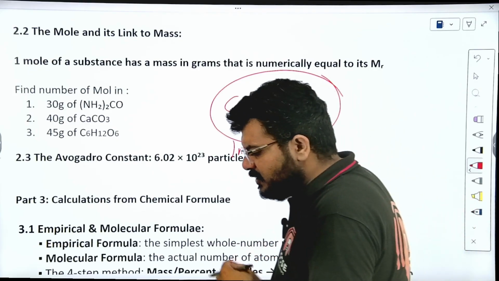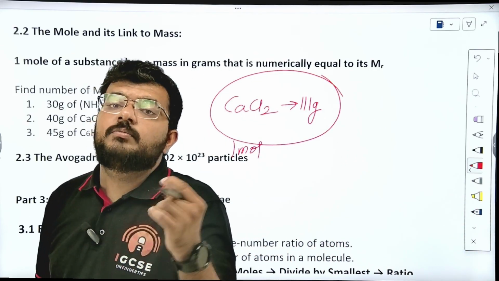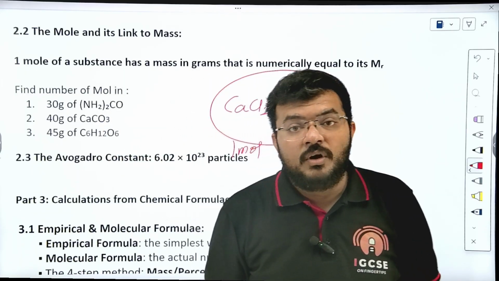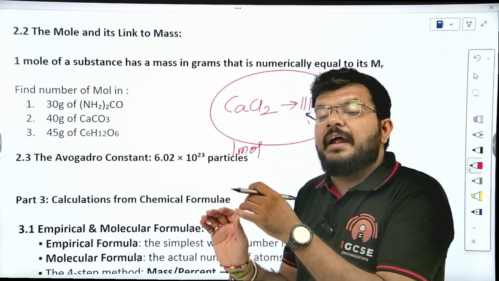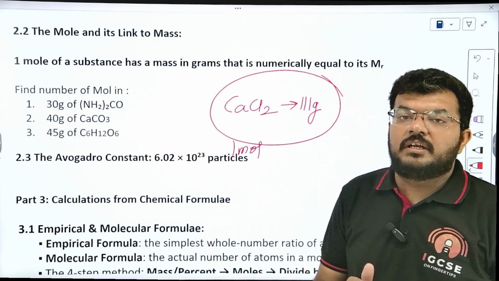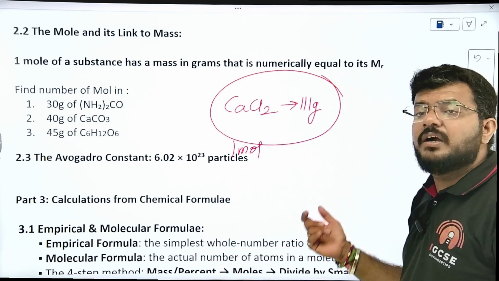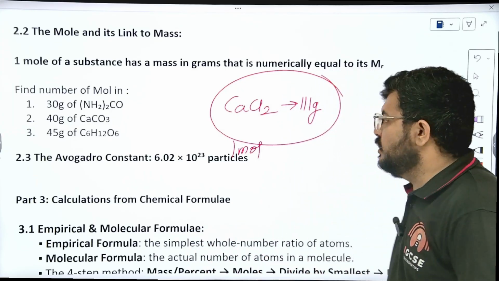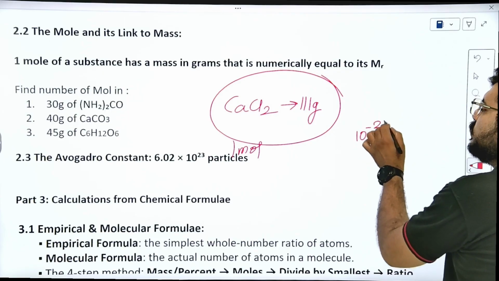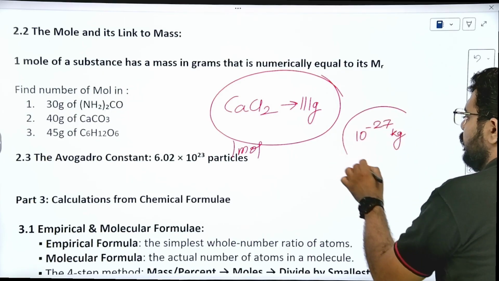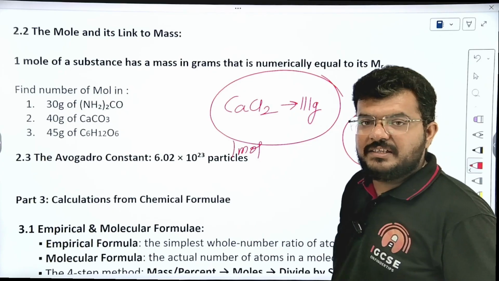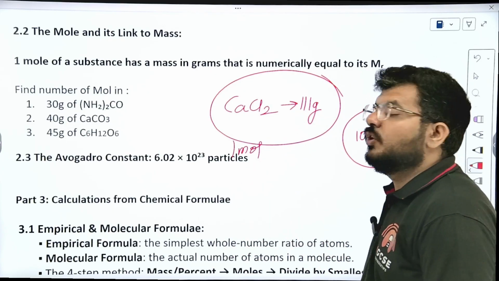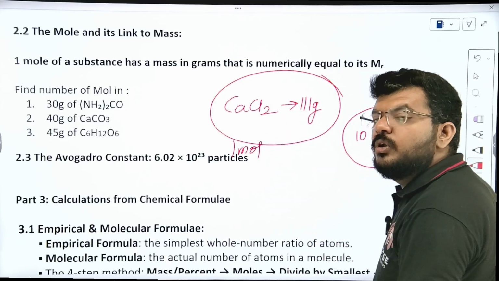111 gram is not actually 1 atom of calcium chloride. Does it make sense to you? It should be obvious, right? 1 atom, or 1 atom of calcium and 2 atoms of chlorine, they will not have a mass of 111 gram. It is too much, right? Atoms have mass in order of 10 to the power minus 27 kilogram. So mass of one atom is very less. So the relative mass, we have found out, it is the mass of 1 mole of that substance.